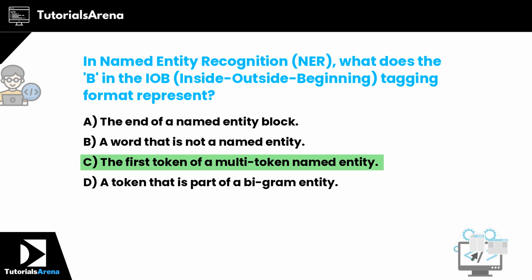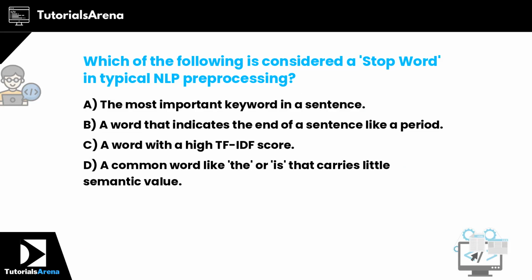The correct answer is option C, the first token of a multi-token named entity. Which of the following is considered a stop word in typical NLP preprocessing? The correct answer is option D. A common word like "the" or "is" that carries little semantic value.